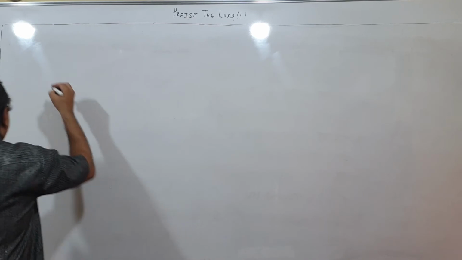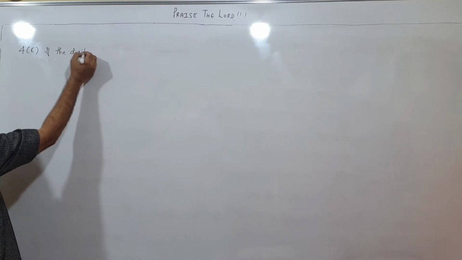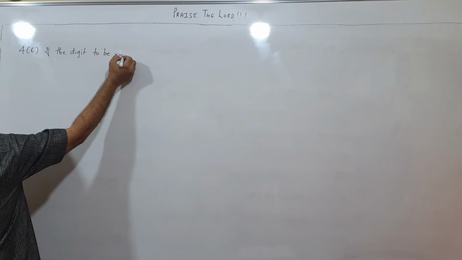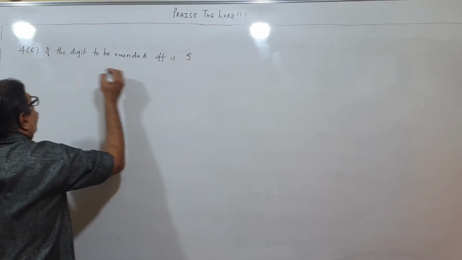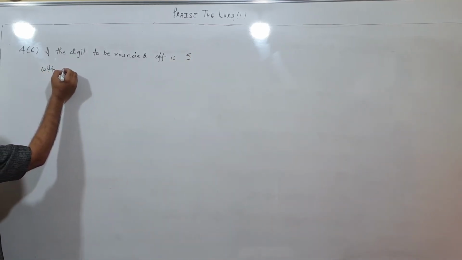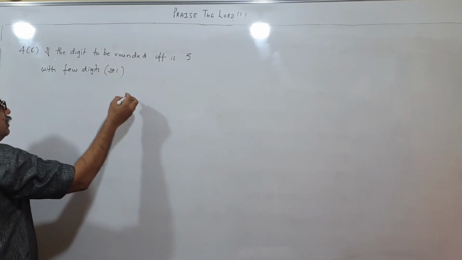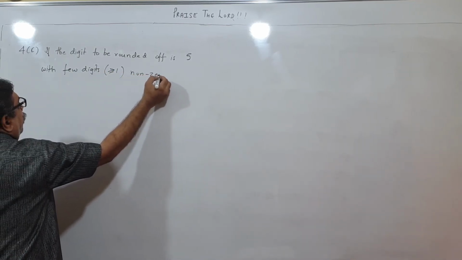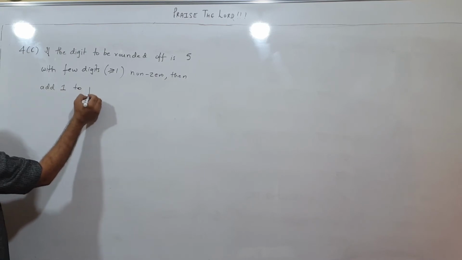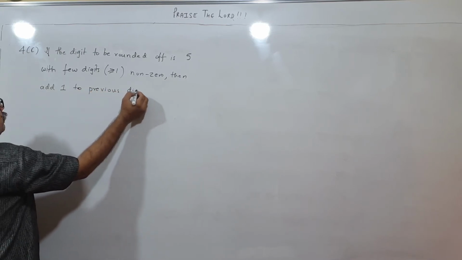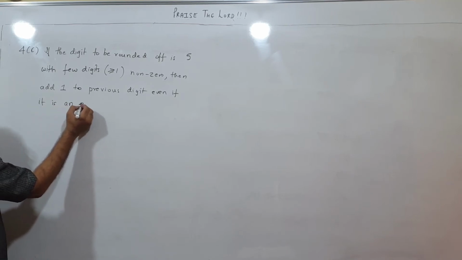The rule: if the digit to be rounded off is 5, with a few digits more, at least one non-zero, then add 1 to the previous digit, even if it is an even digit.